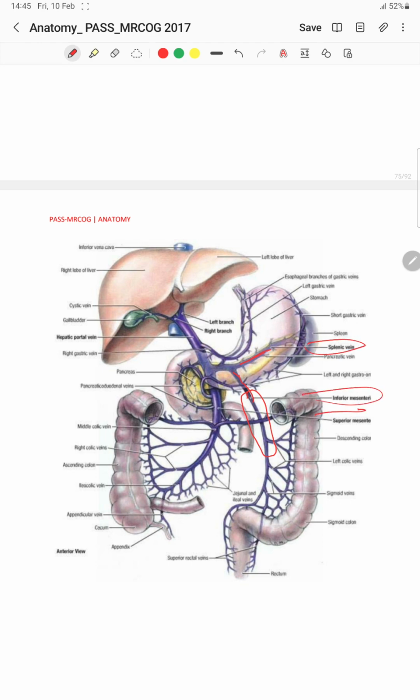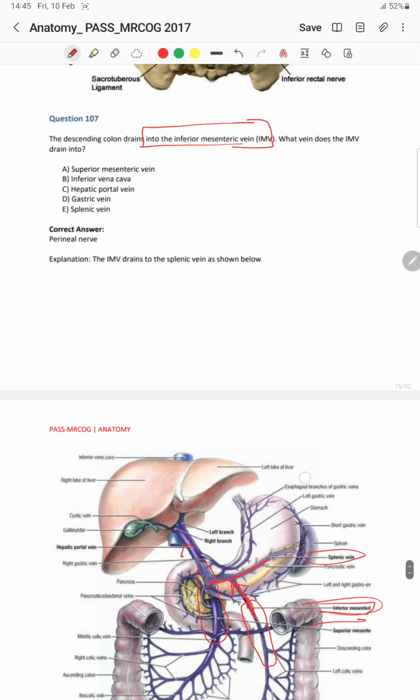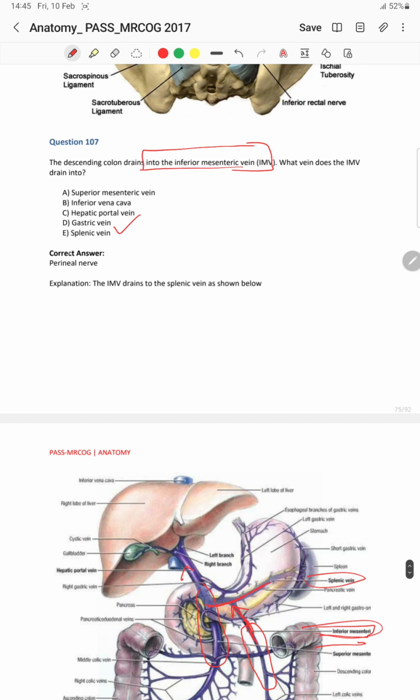In the previous session, we discussed that the superior mesenteric vein, along with the splenic vein, forms the hepatic portal vein. The inferior mesenteric vein is going to drain into the splenic vein. So the answer will be the splenic vein. This is not correct.